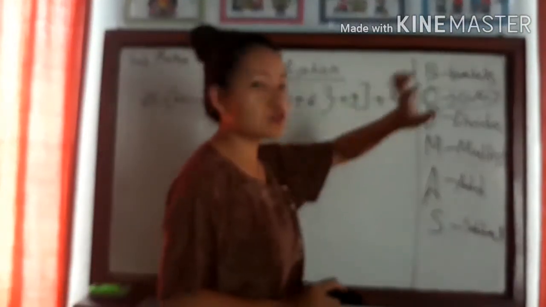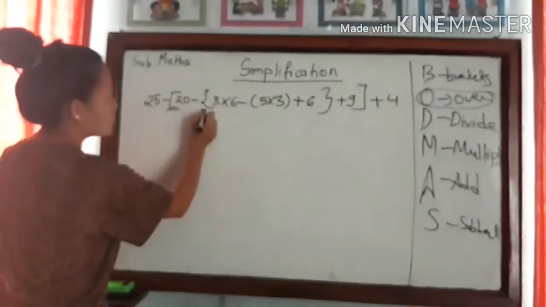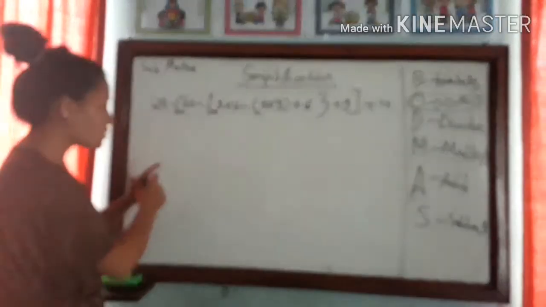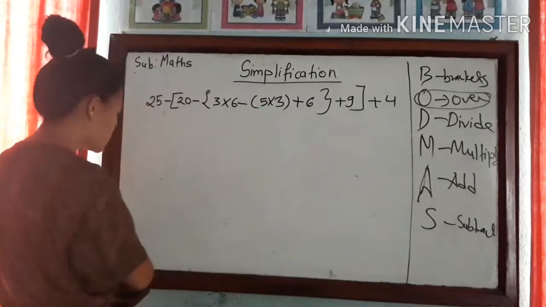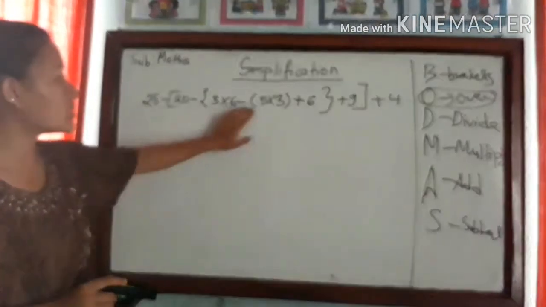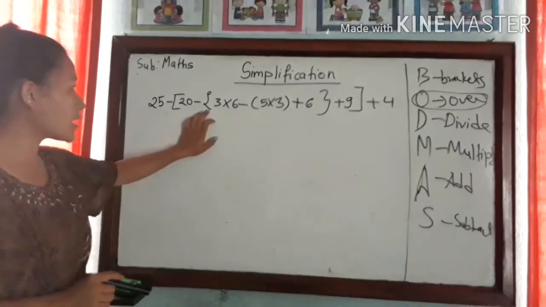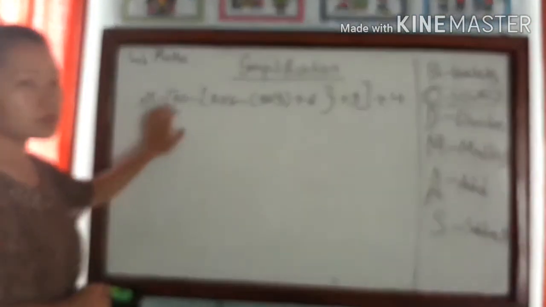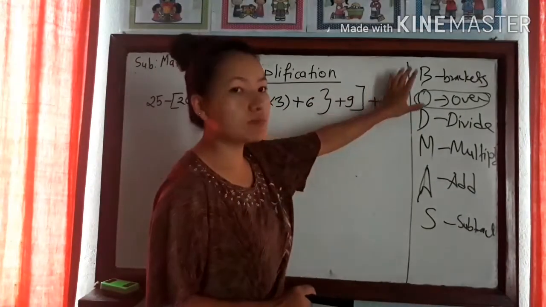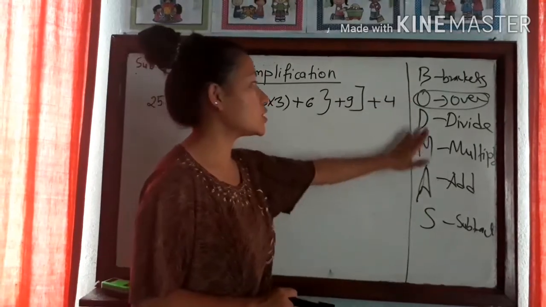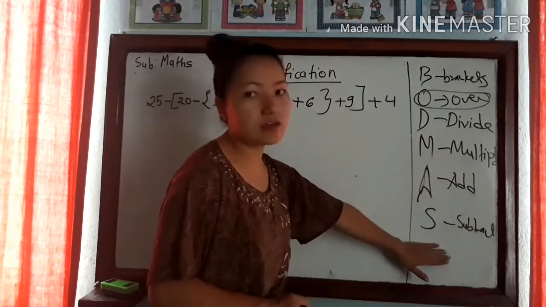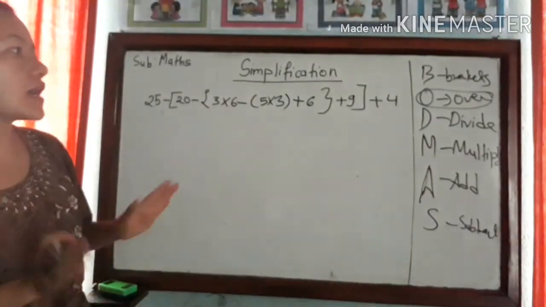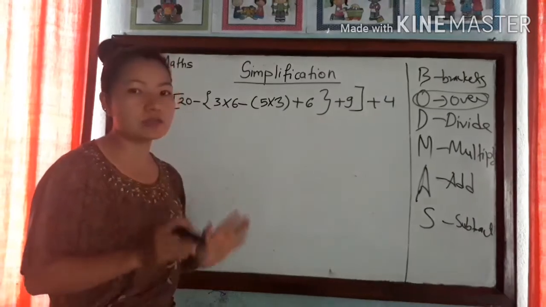Here in brackets there are three types of brackets. You can look at here. You can see this is a big bracket, this is a curly bracket, and this is a small bracket. As in the order of simplification, first we have to open the small bracket, then the curly bracket, and lastly we have to open the big bracket. So while doing simplification we have to know the order BODMAS, which is bracket, over, divide, multiplication, addition and subtraction. If we miss any of these steps, then our answer will be wrong.